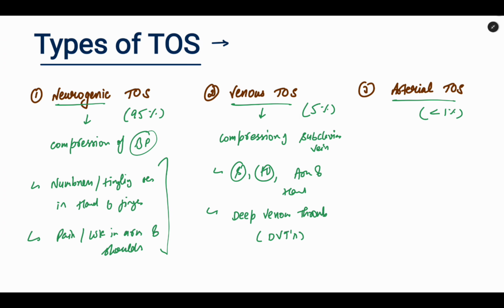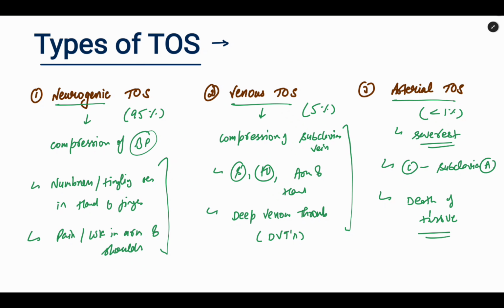So this is about the venous TOS, and now the most severe form, that is the arterial thoracic outlet syndrome. It basically occurs due to the compression of the subclavian artery. The symptoms include lack of blood supply to the upper limb, death of the tissues of the hand, and pain, weakness, and paleness of the hands and fingers are the common symptoms. So basically the death of tissues occurs. These are the three types of the thoracic outlet syndrome.